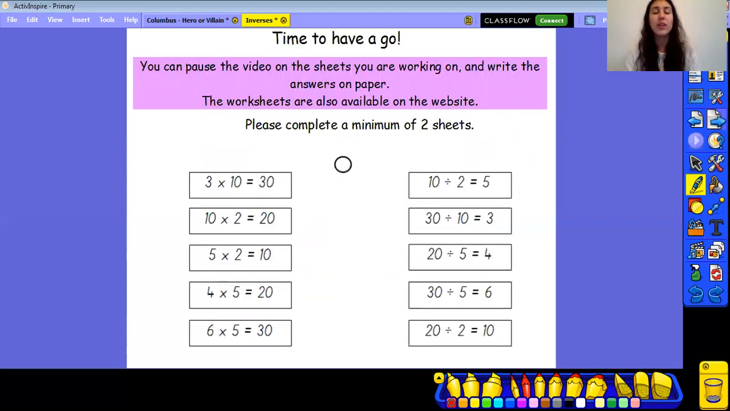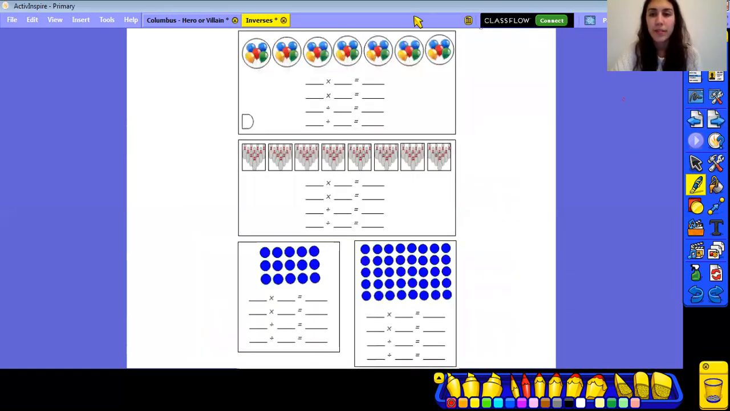Okay, it's your turn to have a go then now. You can either pause the video here or access these worksheets from the Byron Wood School website in the home learning section. The circle sheet is just an example of what we did earlier in the presentation. You've just got to match the inverses to each other. The semicircle sheet has some pictorial representations and some arrays. And just like we did earlier in our presentation, you've got to write for me 2 multiplication and 2 division equations for each one.